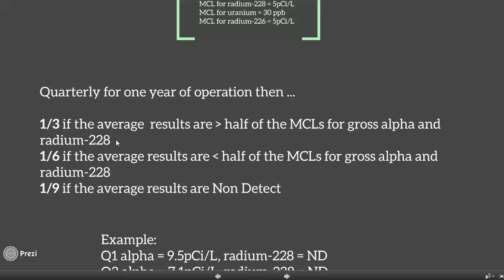Even if your radium-228 is non-detect, I have to take the most strict sampling frequency and apply that. And the most strict is the one for the gross alpha, which is the once every 3, if that average is 8.1, like I said. So if it's less than half of the MCL, so less than 7.5 for alpha emitters or less than 2.5 for radium-228, but it is detectable, then the frequency that source should be on for sampling RADs is once every 6 years. If the average results are non-detect, then the frequency should be once every 9 years.